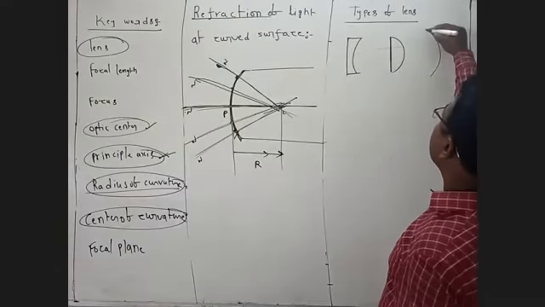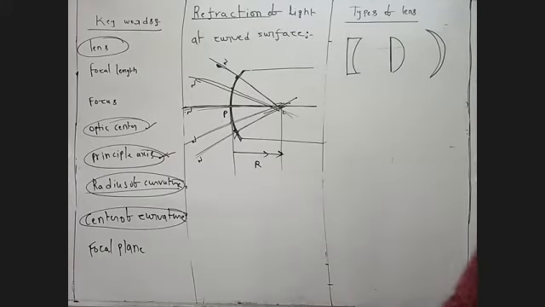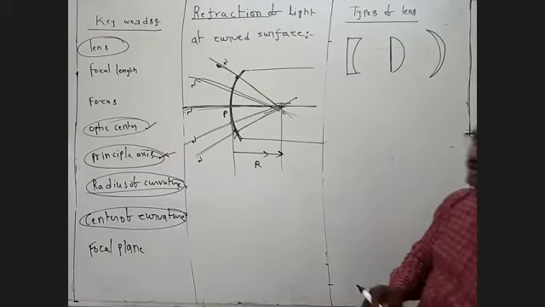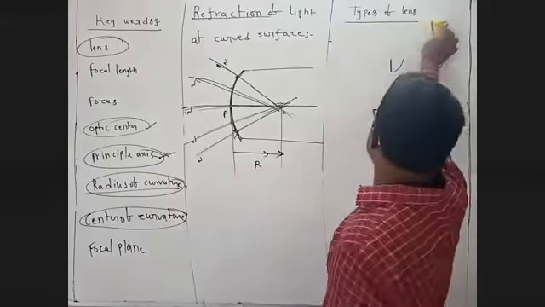This is a concave-convex lens. This is a type of lens. Next, we are seeing the rules. What are the rules?